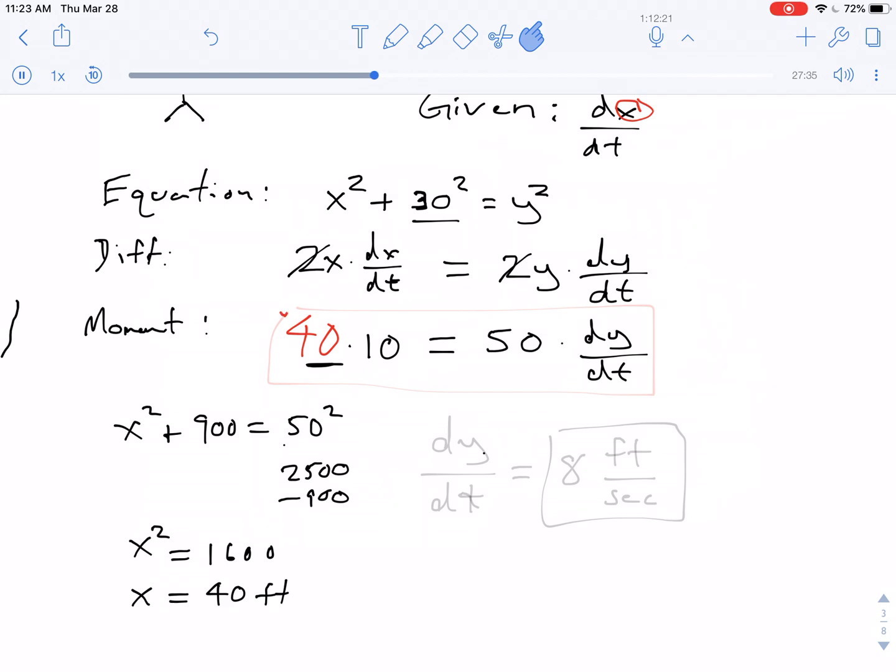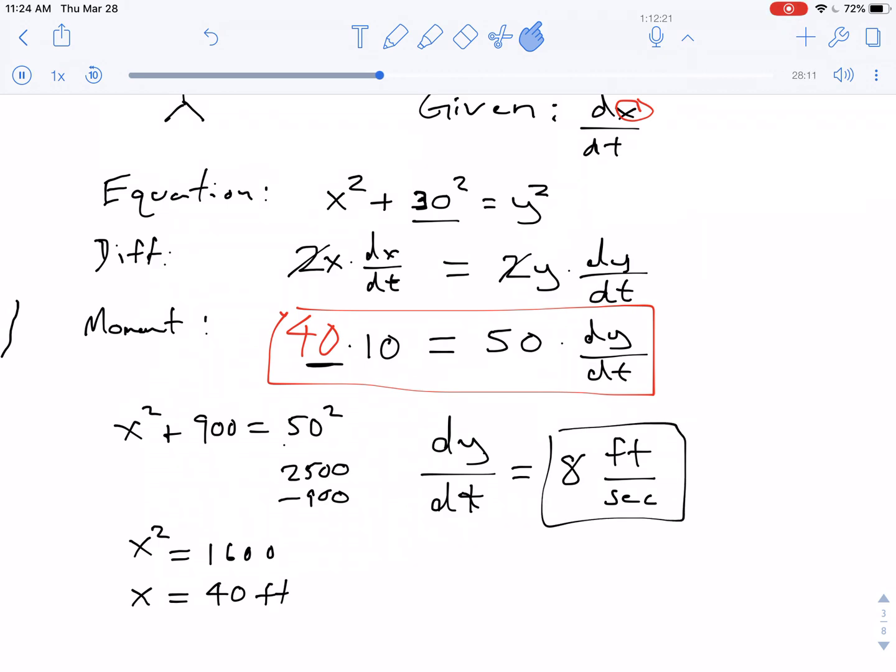All right, so now that we've got the equation, we can solve for dy/dt just by dividing by 50. If I divide by 50, then I'll get dy/dt equals 40 times 10, which is 400, divided by 50, which is 8. dy is in terms of feet, dt is in terms of seconds. So 8 feet per second. Okay, so with that in mind, we are done.